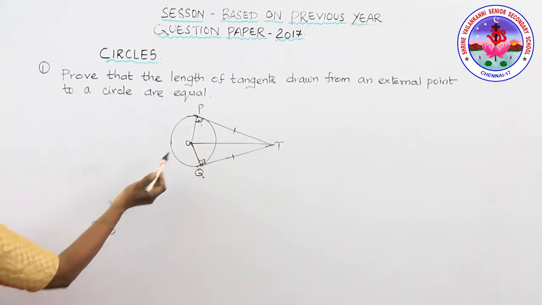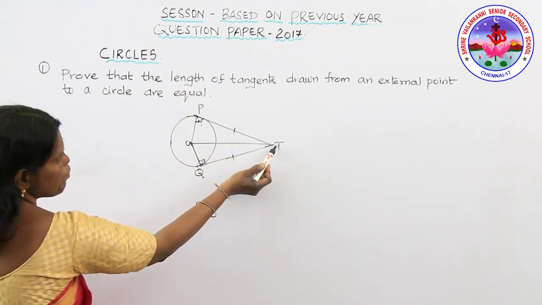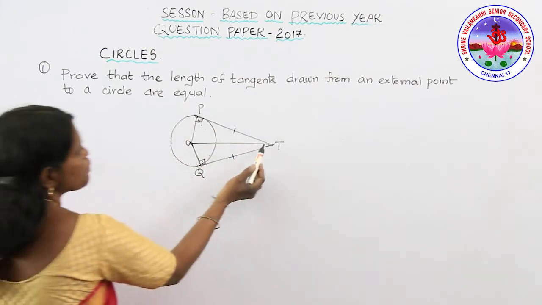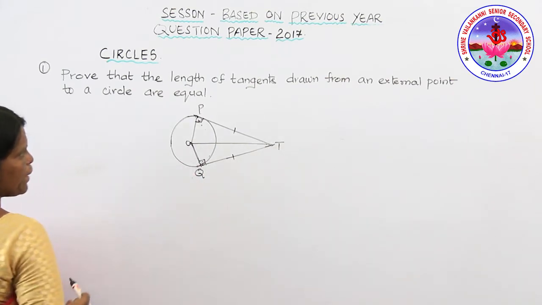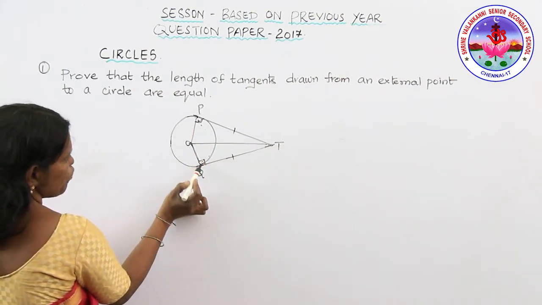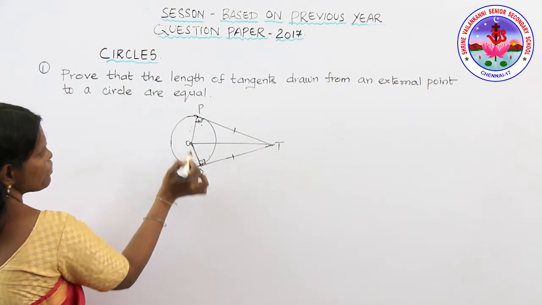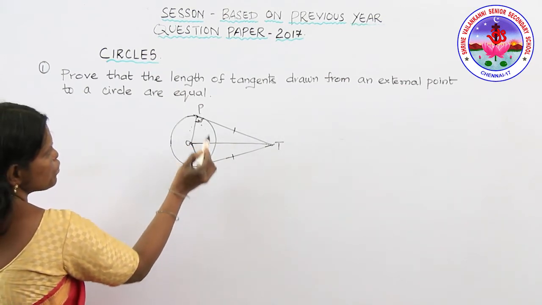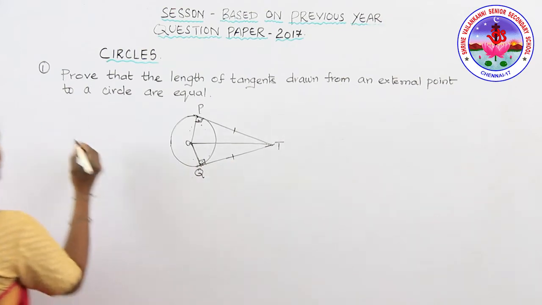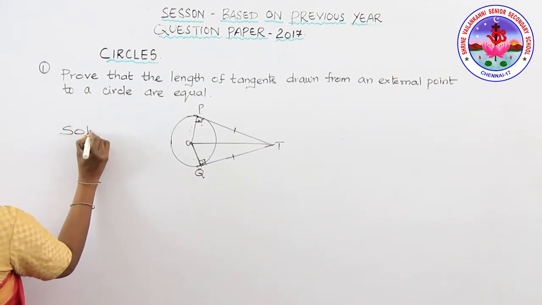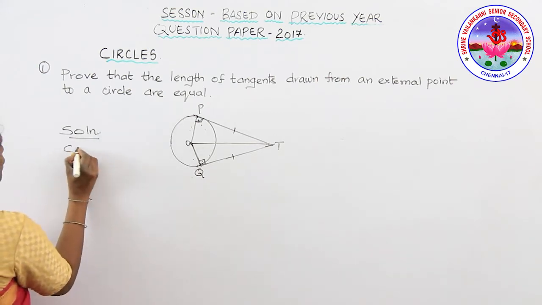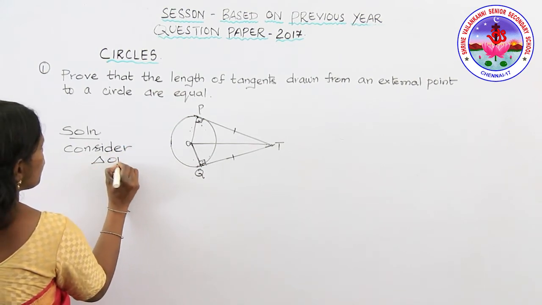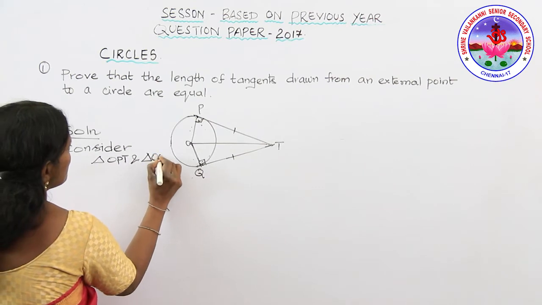For that I am drawing a circle with center O and I am taking an external point T. From T, I am drawing the tangents to the circle, TP and TQ. I want to prove that the length TP is equal to the length TQ. Here I am joining OP and OQ, where OP and OQ form the radii of the circle. Also, I am joining OT. Here I am going to divide this into two triangles by the line OT. Now, coming to the solution, I am going to consider triangle OPT and triangle OQT.